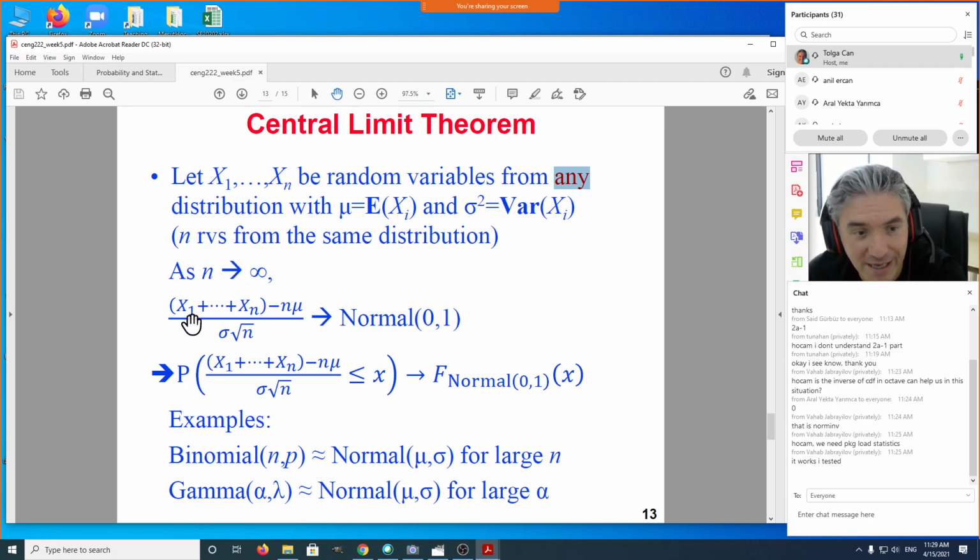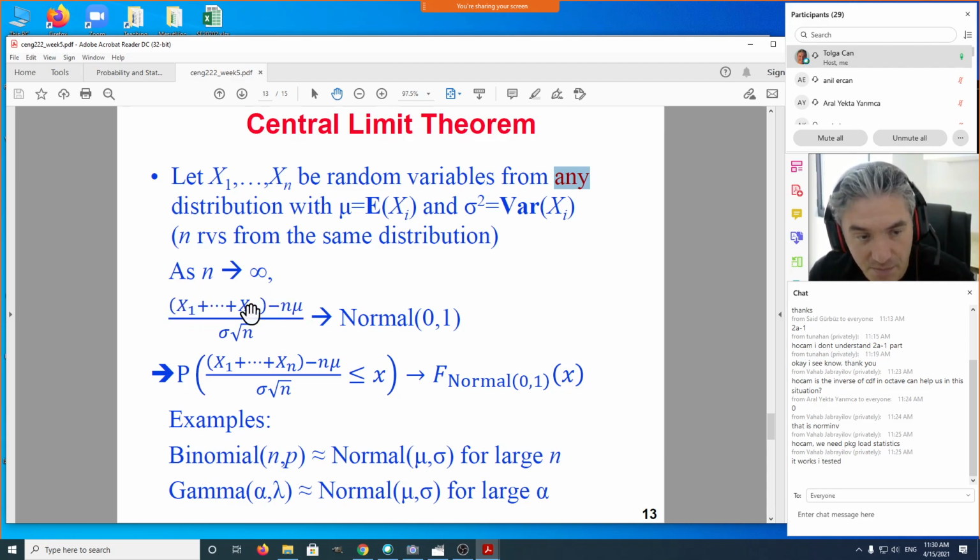So the theorem states that when you take the summation of a large number of these random variables coming from any distribution, the standardized form of that summation is normally distributed. It's standard normal. What it means is that if you sum n numbers, each with expected value mu, then because of the linearity of expectation, the expected value of the sum is going to be n times mu, right?